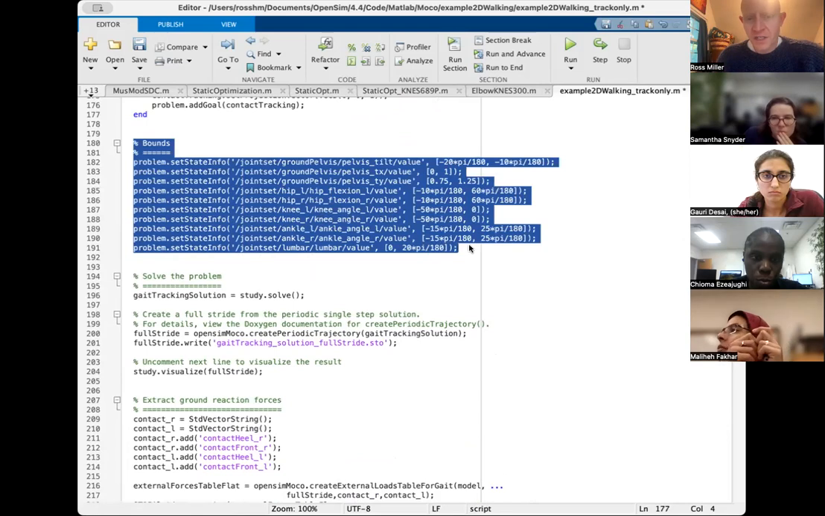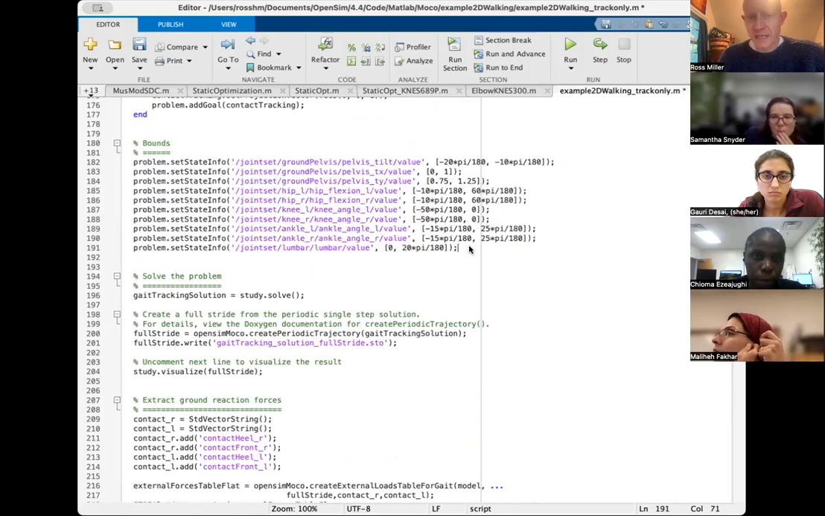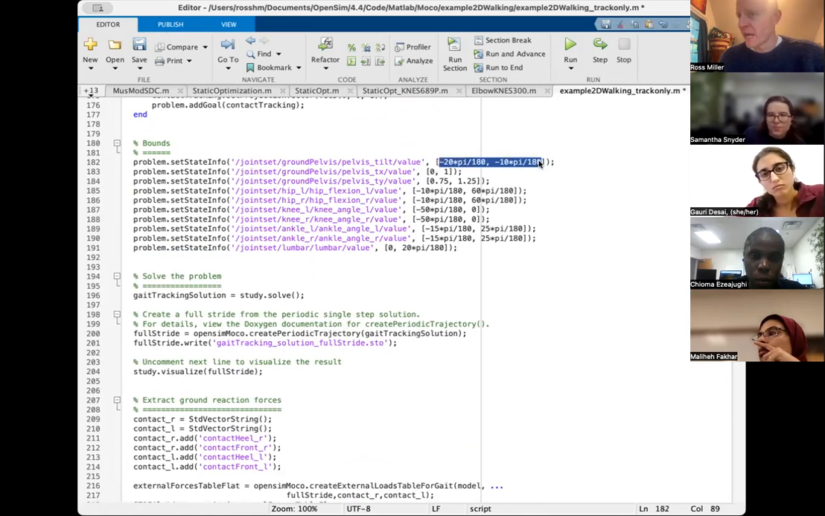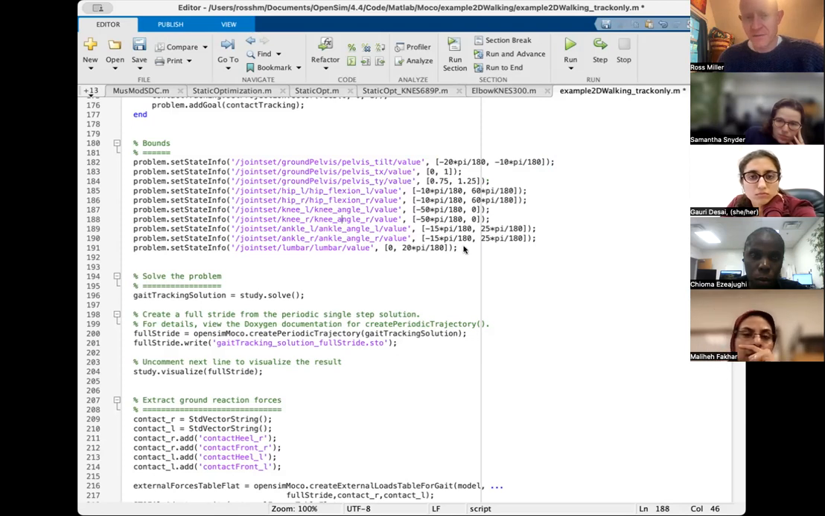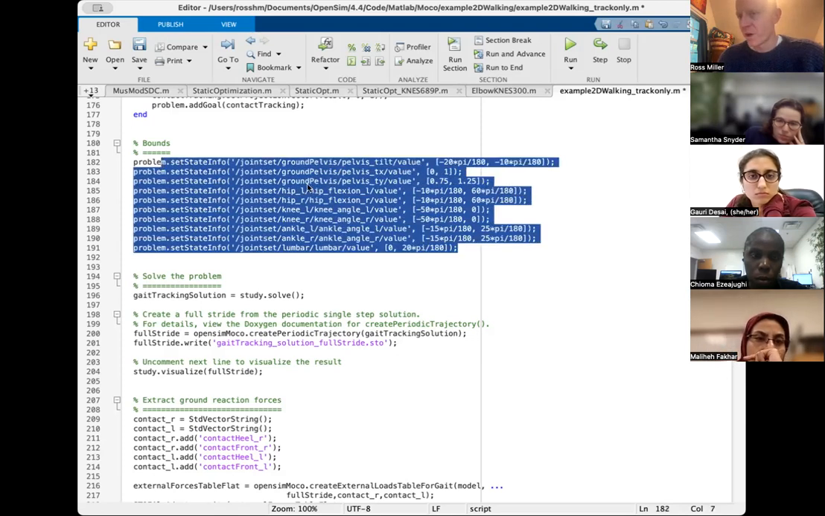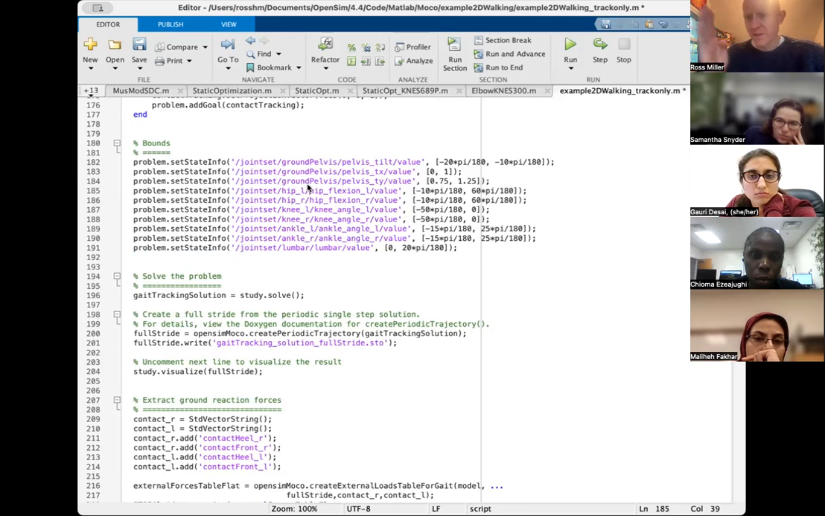Here under bounds, to do this optimization, you need to give it a range of values that it can possibly choose for each of the kinematic states of the model. So you have to tell it, what's the range of values of pelvic tilt angles that you want me to choose between. Same thing for the pelvis XY coordinates, hip angles, knee angles, all these things. You have to give it a range for each one that you want it to choose values within. This is important to pay some attention to.